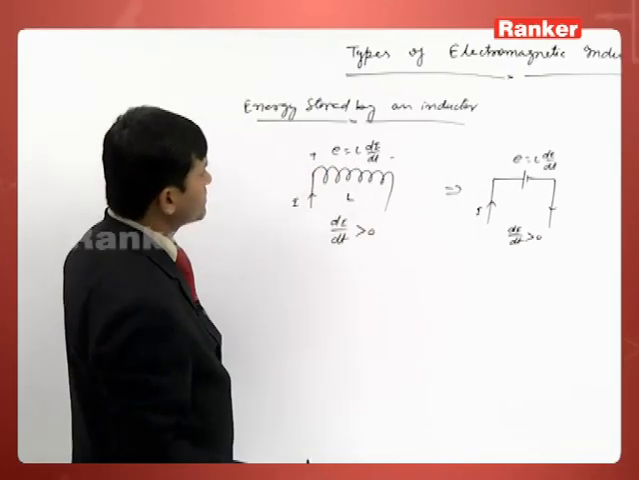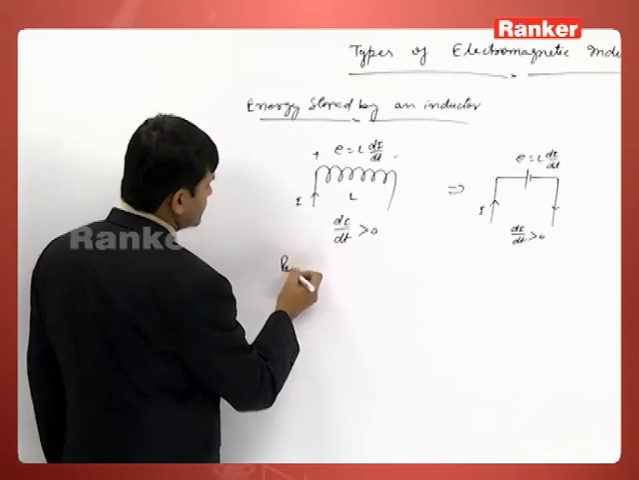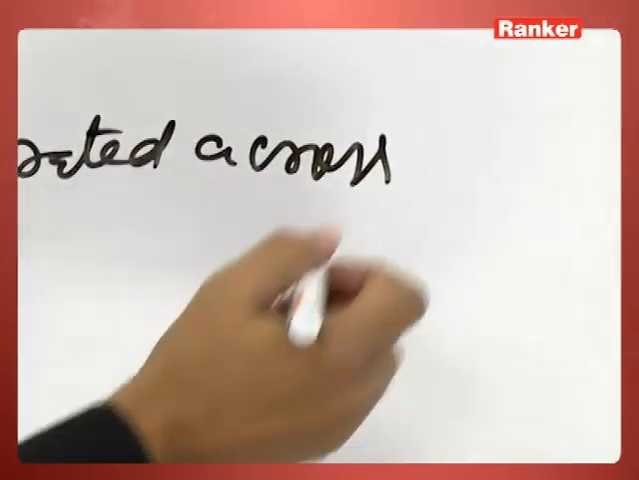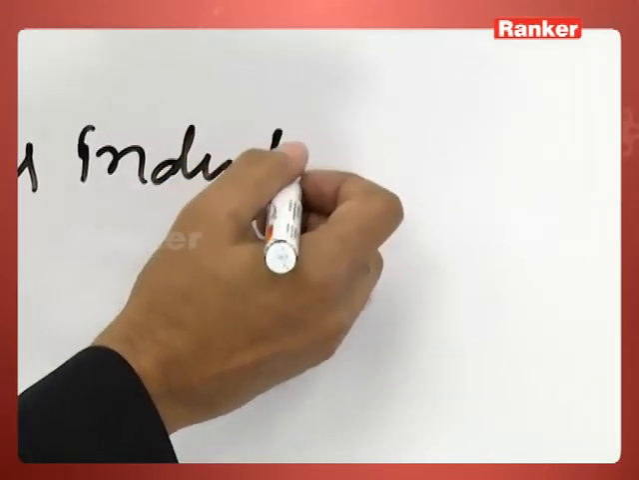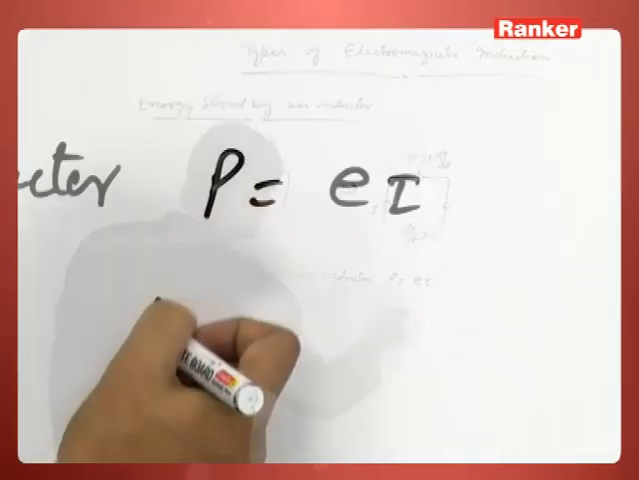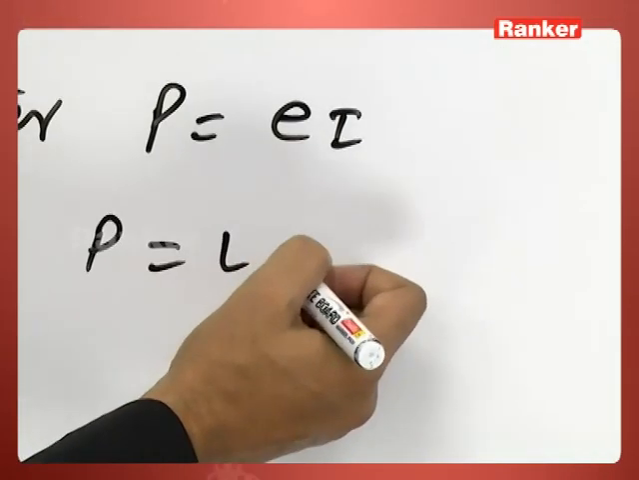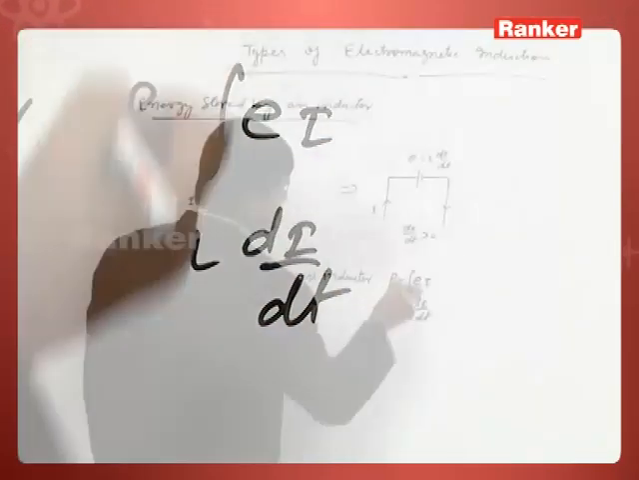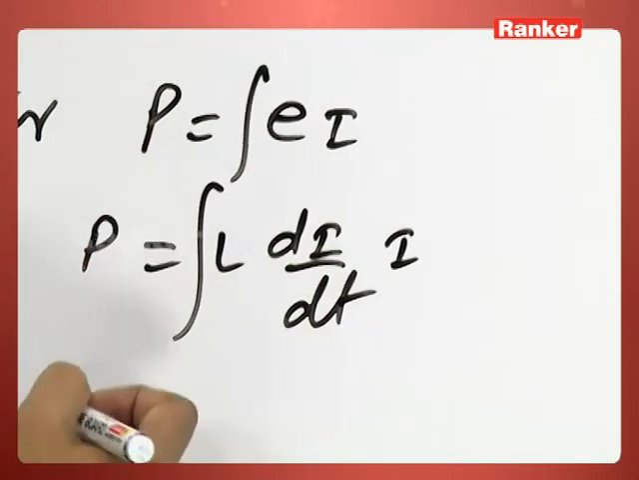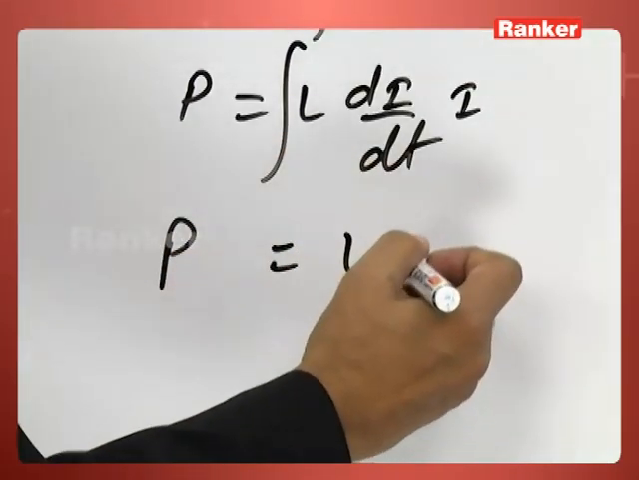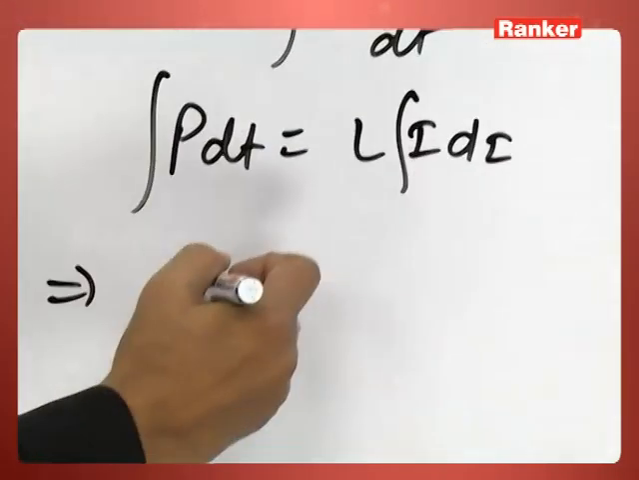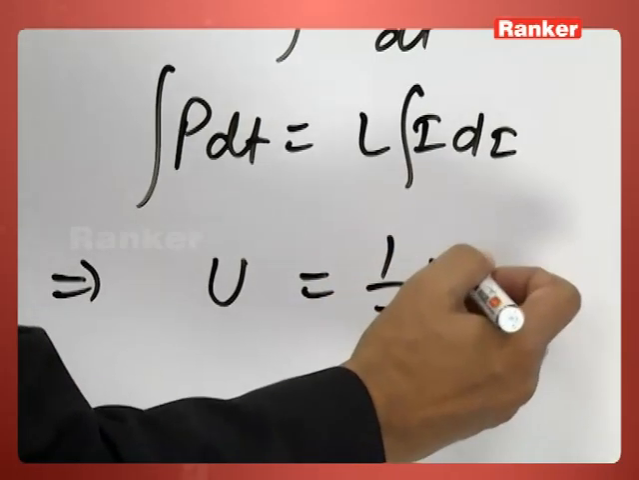So power dissipated across the inductor, P is equal to E into I. So that power can be written as L di by dt into I. This is the instantaneous power. Then integrate: P dt is equal to L I di, and P dt is the energy, U equals half L i square.